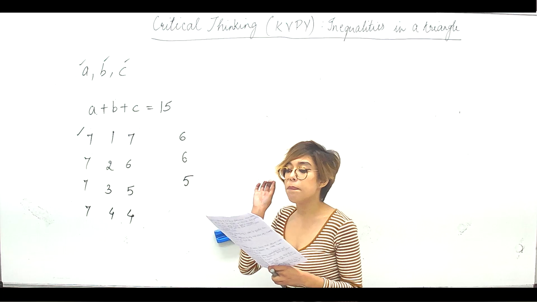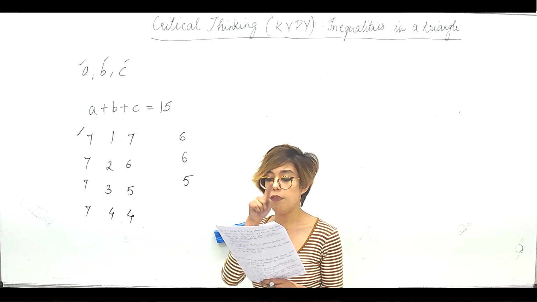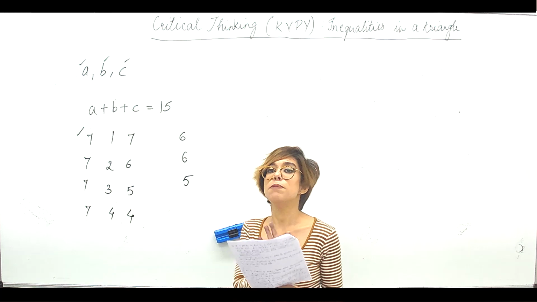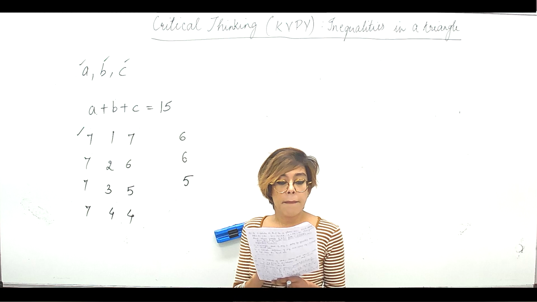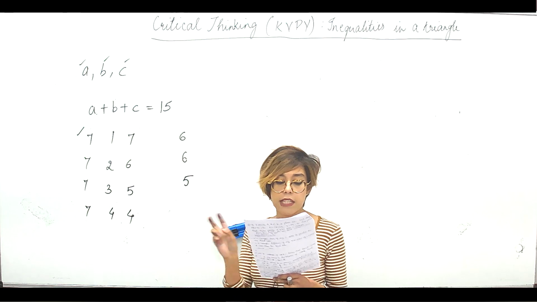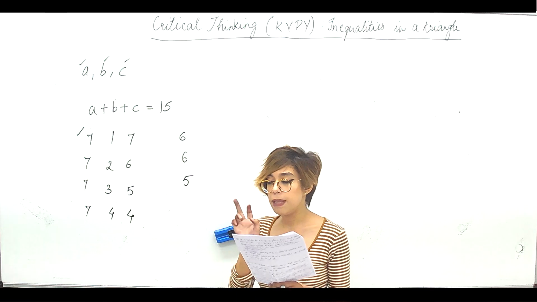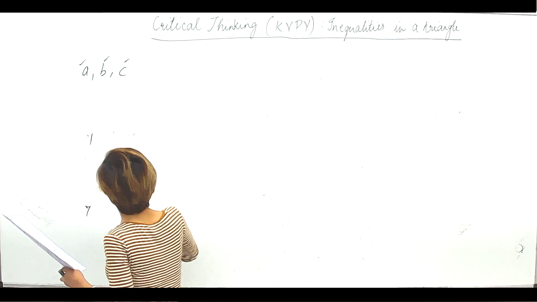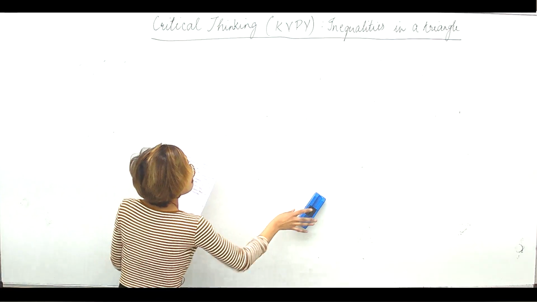I'll repeat. If P is any point on a straight line drawn through the vertex A of isosceles triangle ABC, excluding A, that means P can be any point on that line excluding A, parallel to BC, so the straight line is parallel to BC, prove that PB plus PC is greater than AB plus AC. First of all, obviously, draw the diagram, understand it, and then find your triangle.